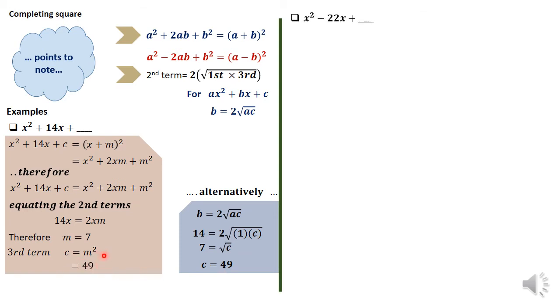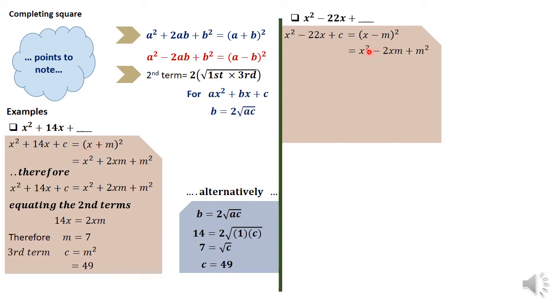We move on to another question. We have x squared minus 22x plus a third term that's not included. The difference between this question and the first one is that the middle term there was positive, this time round it's negative. Now we're going to replace the third term with a c, since we don't know what it is, and equate that expression to x minus m squared. Now notice that when we have negative for the middle term here, we have negative between x and m, which is opposite of what we have here.